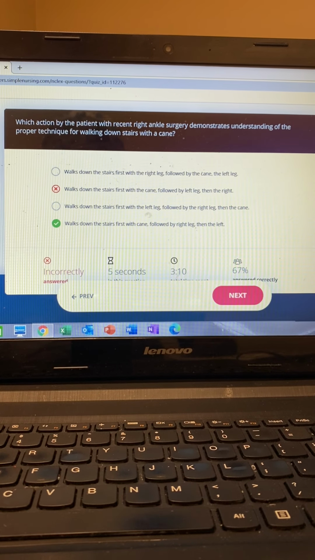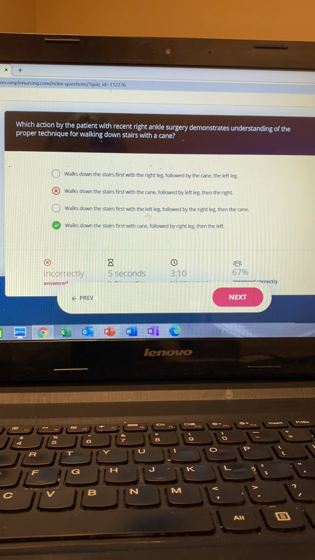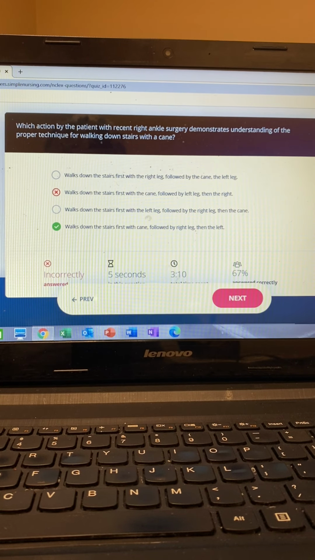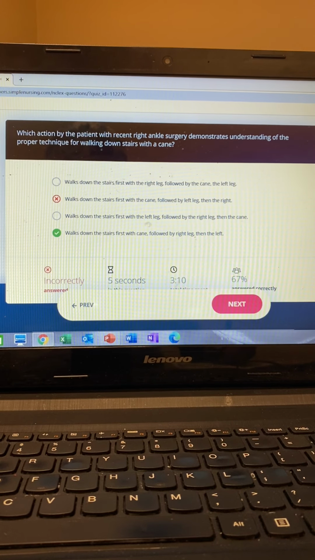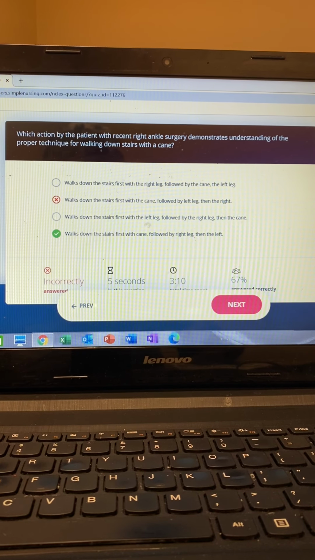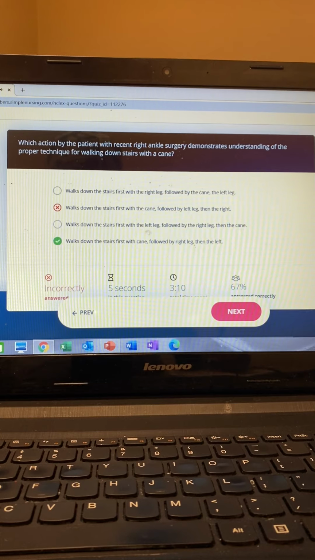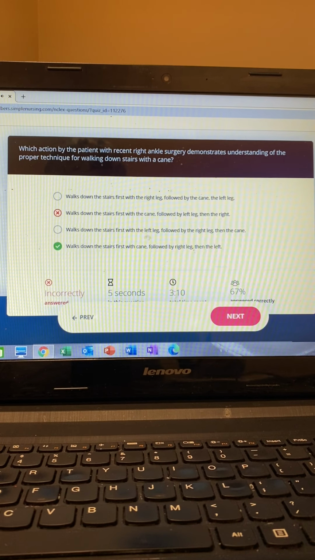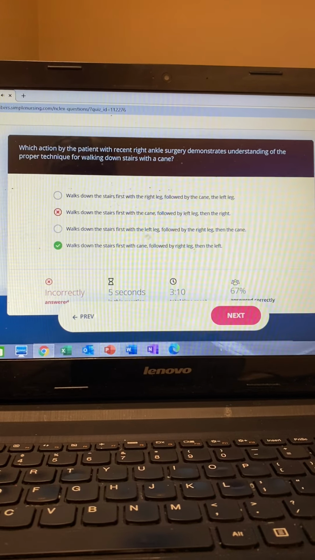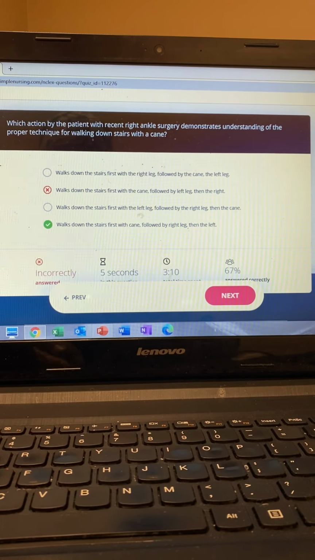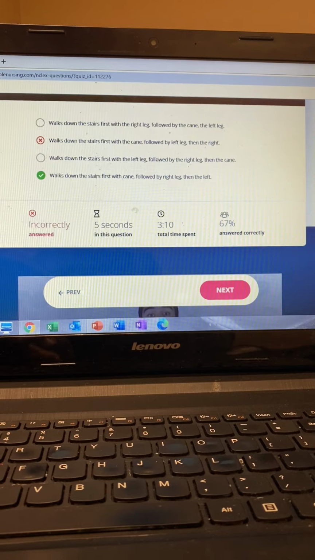Now, using our three steps, let's break this down. So this question's asking for the correct action for the key problem: a patient with a recent right ankle surgery who's going down the stairs with a cane. So the first thing I'm thinking about here is the use of a cane for weight bearing with that right foot. So solutions we're looking for are actions that show the patient is using the cane in the right way.